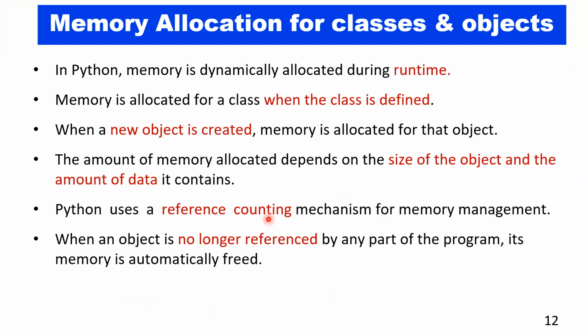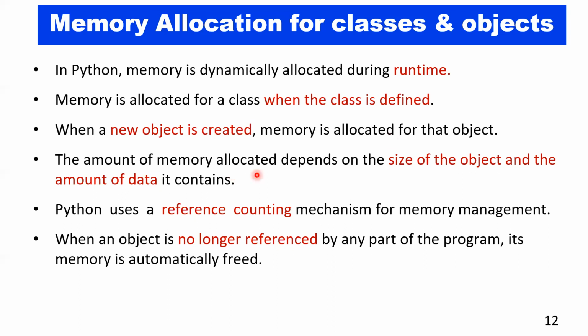Now let us look at how the memory is allocated for classes and objects in Python. Python is dynamic, so the memory is dynamically allocated during runtime. Whenever you define a class, memory is allocated for the class. And when objects are created, memory will also be allocated for each object separately. That means if you are creating 5 objects, the memory will be allocated separately for each of these 5 objects.